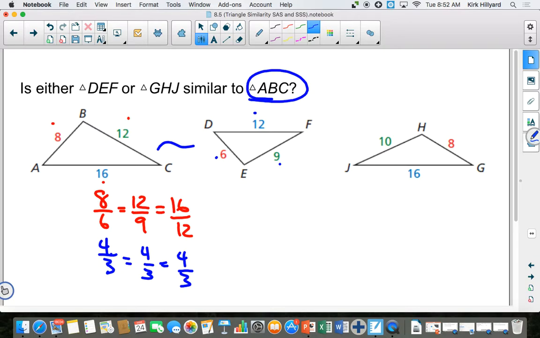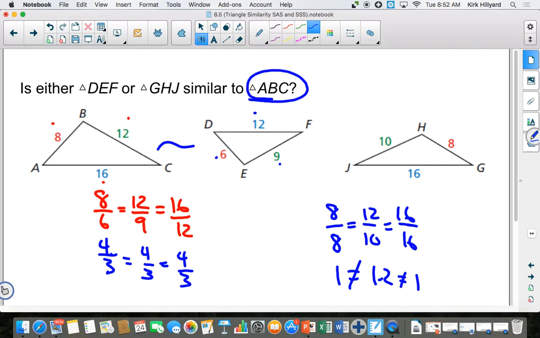We're going to set this one up just so you can see the difference between the two. If I take this triangle ABC again and I go 8 and 12 and 16, 8 was red, so I would go 8 over 8, 12 over 10, and 16 over 16. We can tell just by looking that two of these equal 1. This one doesn't equal 1, it's 1.2. So these are not equal, and these triangles would not be similar. Okay, and that's how you could indicate that.